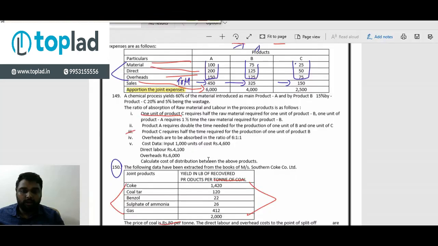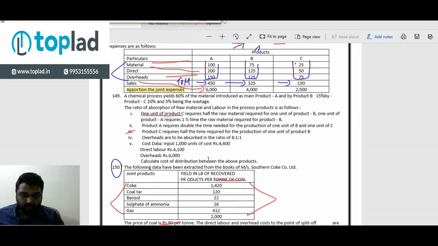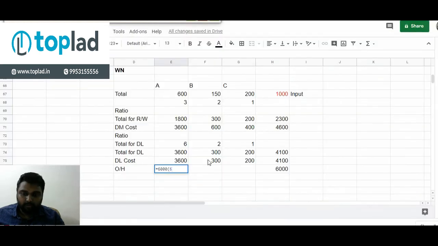Accordingly, you can prepare. The overhead amount total is 6,000, and they give the ratio very well. What is the ratio they give? They give the ratio as 6 to 1 to 1, that is 6/8. 6,000 into 6/8 is 4,500. 6,000 into 1/8, what is the answer? Here also it will come to 7,000.